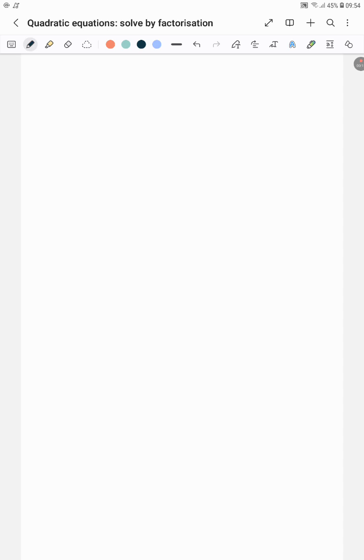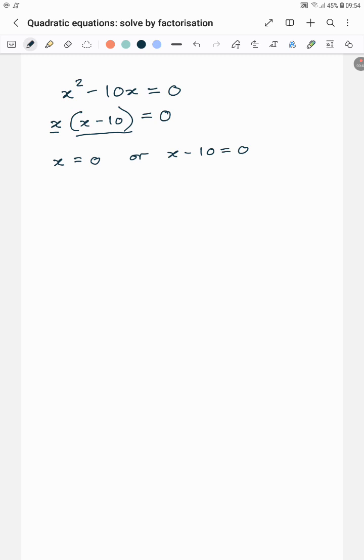So, for example, if we have a quadratic equation that says x squared minus 10x is equal to 0, here you factorize, you take out x, and here you have x minus 10 is equal to 0. So one of these two things, because we are multiplying two numbers together, one of them has to be 0. So our next stage is this x outside the bracket is equal to 0, or x minus 10 is equal to 0, because when you multiply two things and one of them is 0, your answer is going to be 0.